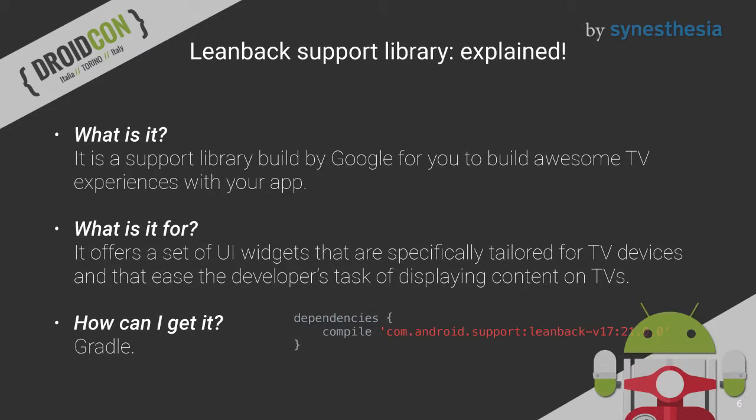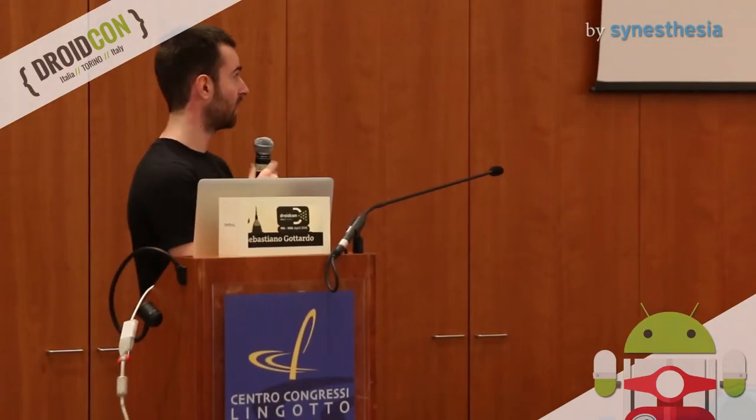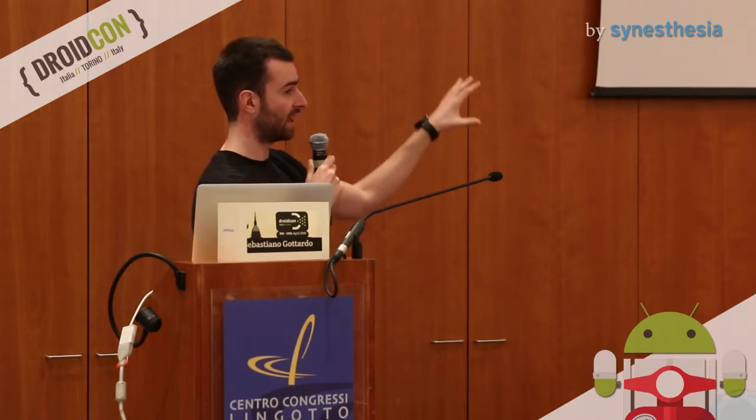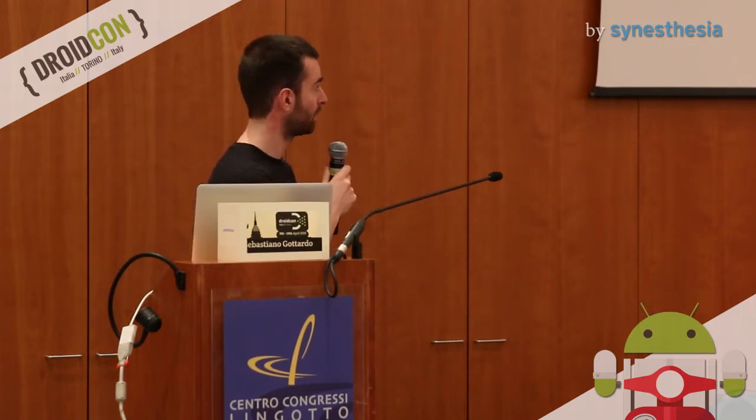It's basically a support library made by Google for us developers to build awesome TV experiences and applications for the user. More specifically, it's a set of widgets and utilities that we can use to build TV applications that are specifically tailored to work great on TV devices and on big screens. You can get it by simply adding a dependency to your build.gradle file, which is the following one. Include that and you're basically good to go to use Leanback.